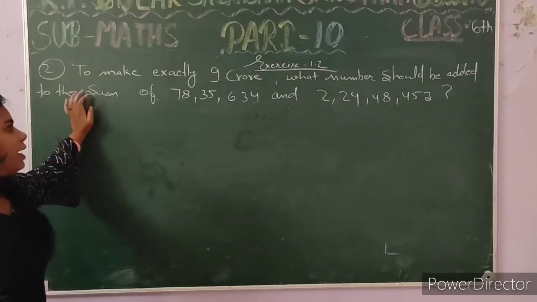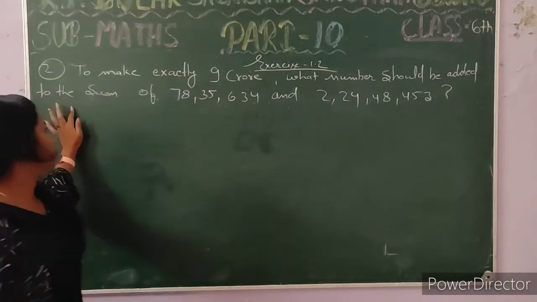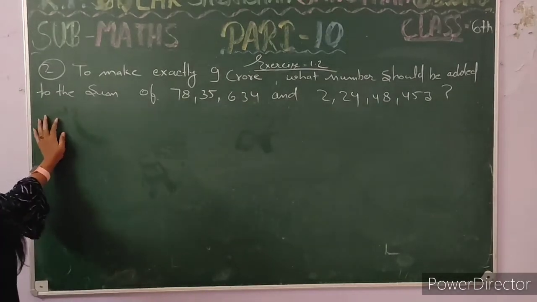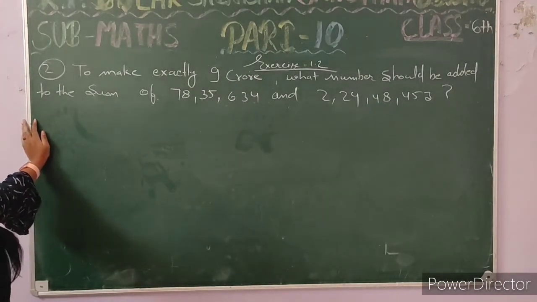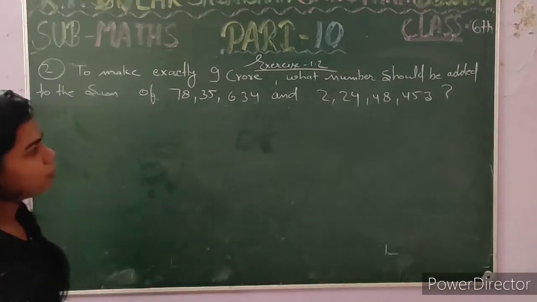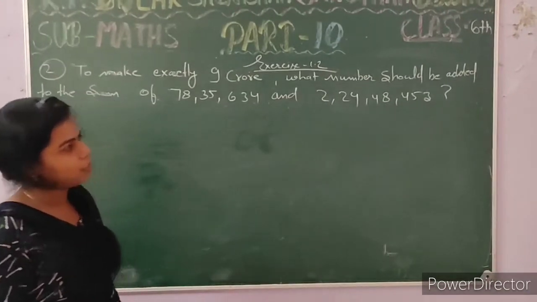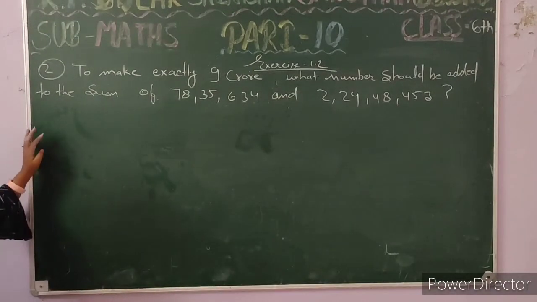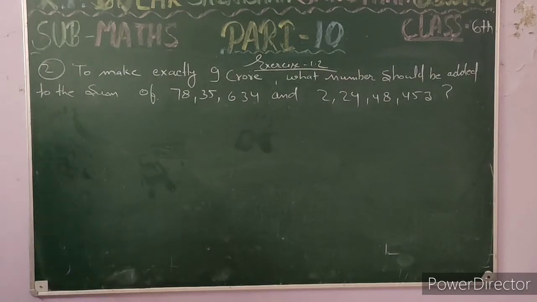The question is: to make exactly 9 crore, what number should be added to the sum of 78 lakh 35,634 and 2 crore 24 lakh 48,453? Okay students, this is your second question of exercise 1.2. How do you solve this type of question?